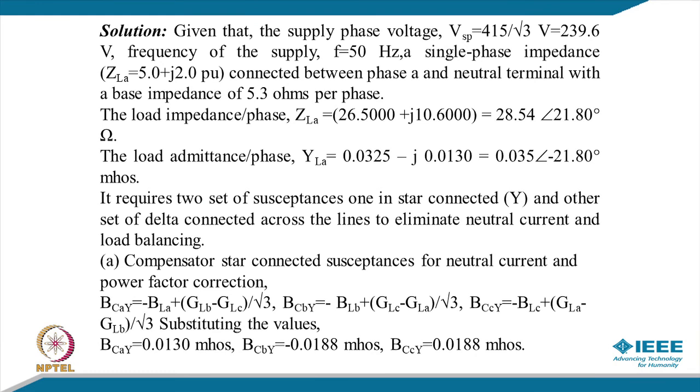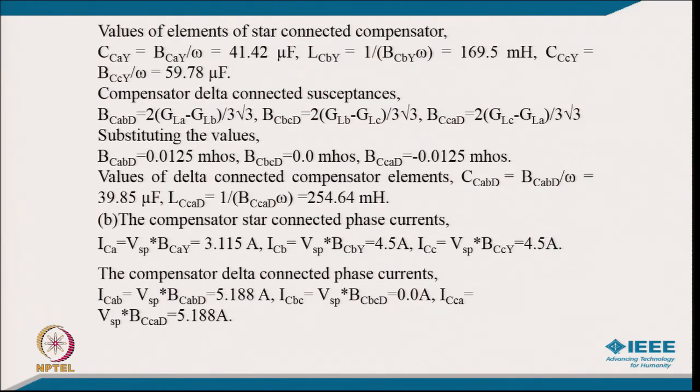Coming to the solution, given the supply voltage of 415 volt by root 3, that is a phase voltage of 239 because it is a star network, and the supply frequency is 50 hertz, the single phase impedance of the load is 5.0 plus j2 per unit connected between phase A and neutral, with a base impedance of 5.3 ohm per phase. So, we can find the load impedance and then the load admittance, and we require 2 sets of compensators, one in star connection and another in delta connection. We have considered the star connection for neutral current compensation and power factor correction, and the value for the star connected compensator comes about this. From this we can find the capacitance for A phase 41.43 microfarad, the inductance for B 169.5 millihenry, and for phase C it comes 59.78 microfarad.